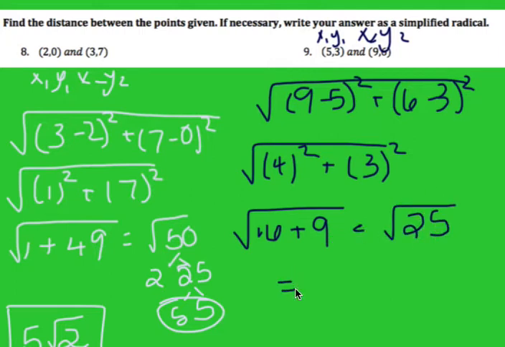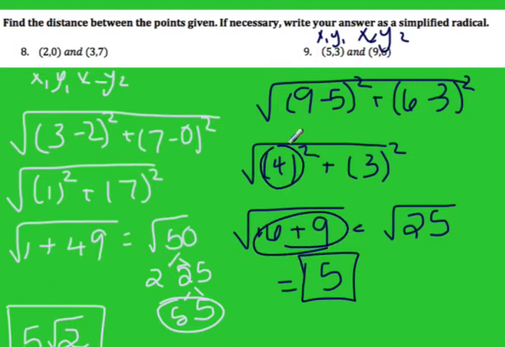The square root of 25 is 5. So 5 is my final answer. I do want you guys to make sure the numbers after you square them should always be positive. You should never end up with a negative number underneath your radical.